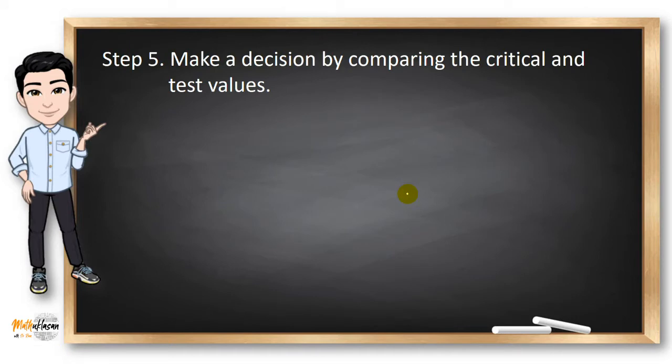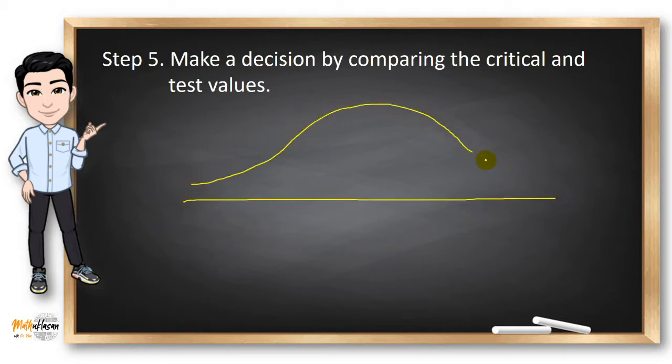Finally, to make a decision, we need to compare the critical and the test values. Our test is a right-tailed test, so in the distribution, this must be the critical value. Remember that the critical value separates the critical and the non-critical region. As mentioned, our critical value is 1.65. Now, since this is a right-tailed test, this shaded part is the rejection region or the critical region.